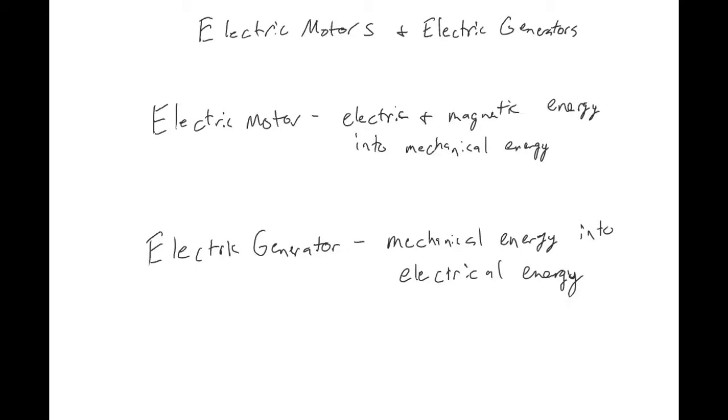These are both things that are used in everyday life. If you think about your refrigerator, that has an electric motor that helps keep everything cold, and an electric generator is basically how almost all of the electricity that we use is generated. With newer technologies like solar technology, that's not the same as an electric generator, but almost every other kind of electric energy uses this kind of technology. So first we'll talk about motors.